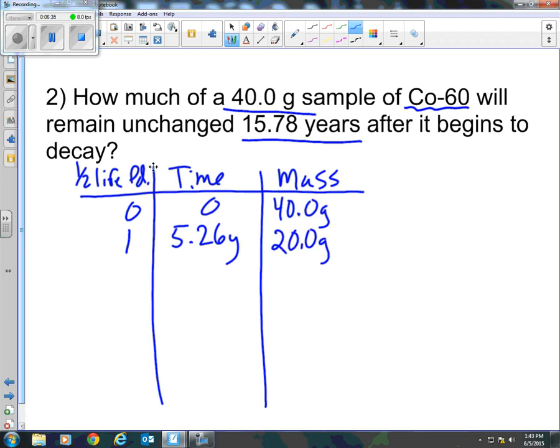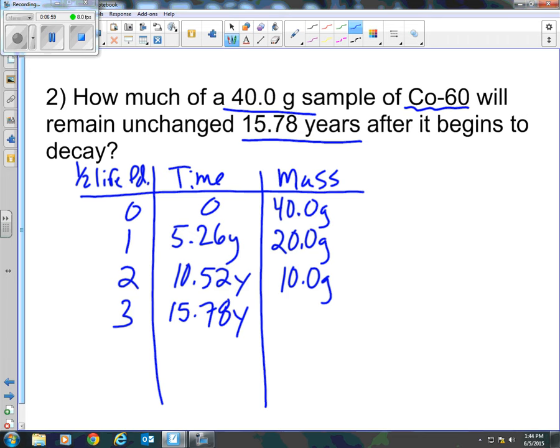So I keep taking half there. After 2 half-life periods, 5.26 times 2, or if I just keep adding 5.26, becomes 10.52 years. And of that 20 grams, only 10 grams would remain. After 3 half-life periods, I add 5.26 again. That's 15.78, which is what the problem asked for. That would now become 5.0 grams. And there's my answer. That's the amount that would be left.